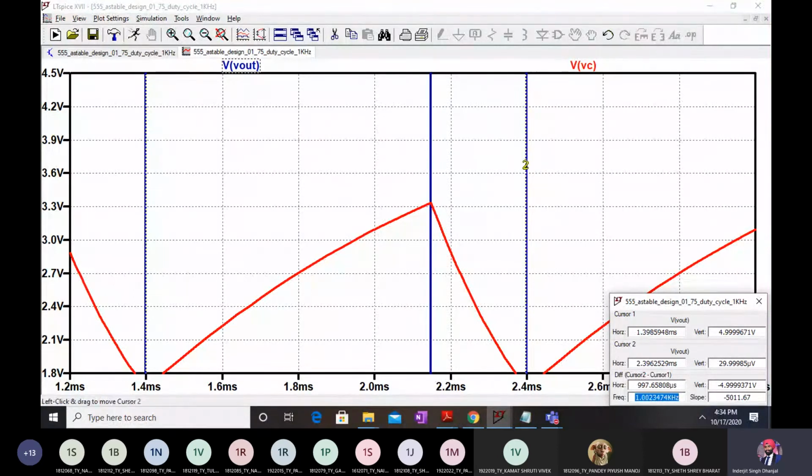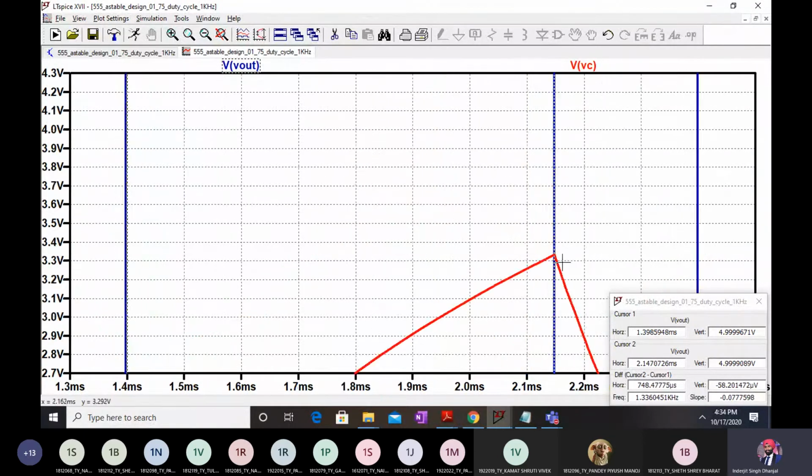Now let's check the time period, the on time period. The on time period is when the capacitor charges. So how much is this? Anyone? Around, if I accurately measure, I'll expand it more. If I accurately measure, it's around 750.58 microseconds. So that is same as 0.75 milliseconds.